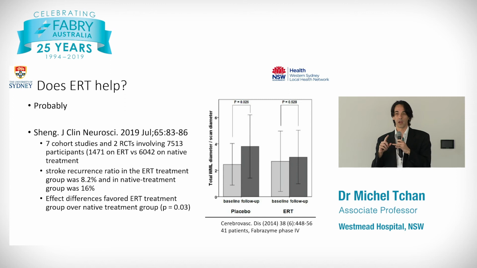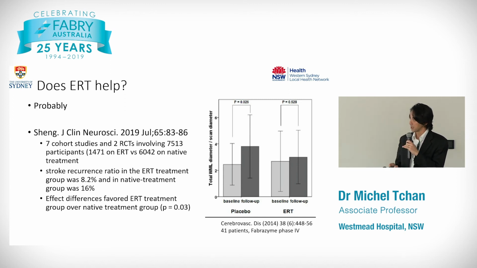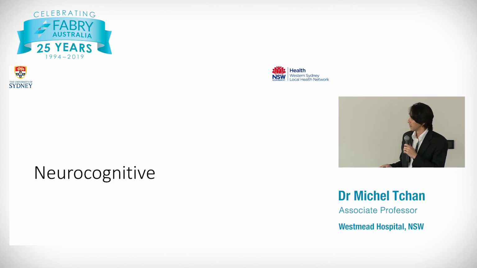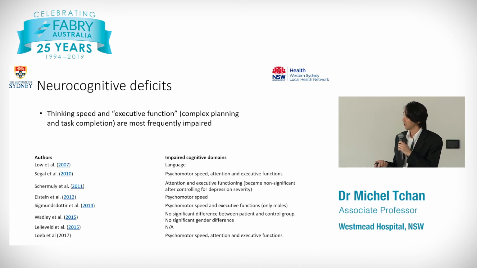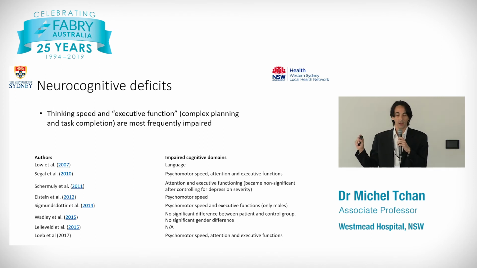So we know that it helps with the heart, we know that it helps with the kidney, and now there's evidence starting to come through suggesting that it also does reduce the risk of stroke as well. So in the last couple of minutes, I'm just going to quickly run through some of the neurocognitive changes that have been studied in people with Fabry disease. There've been a handful of studies, not lots of studies. I know Dawn and Nadia have done some wonderful work in this area, so I'm aware of their work.